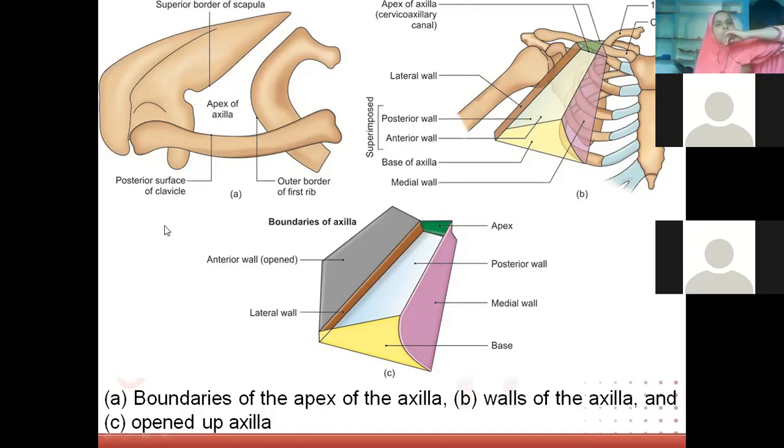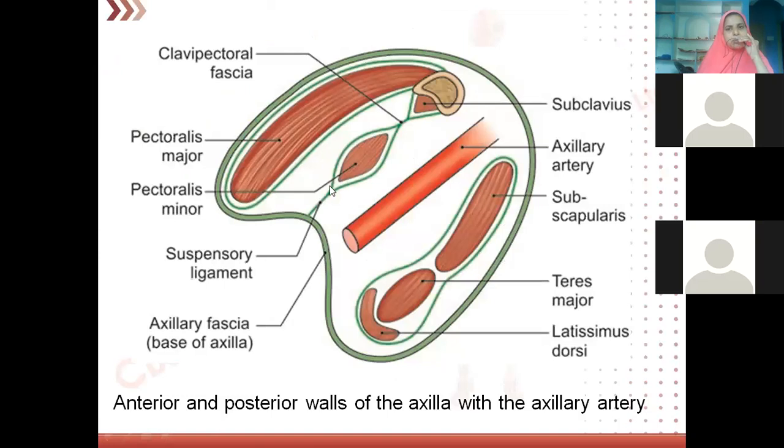The base is skin, true skin, hair, sebaceous glands, sweat glands, that is all the base. Then medially the upper four ribs and intercostal spaces. Laterally the shaft of the humerus. So all these things you need to remember for the boundaries of the axilla. Anteriorly, what muscles do we have? Pectoralis major, minor, and subclavius and clavipectoral fascia. Posteriorly, we have subscapularis, teres major, and latissimus dorsi.